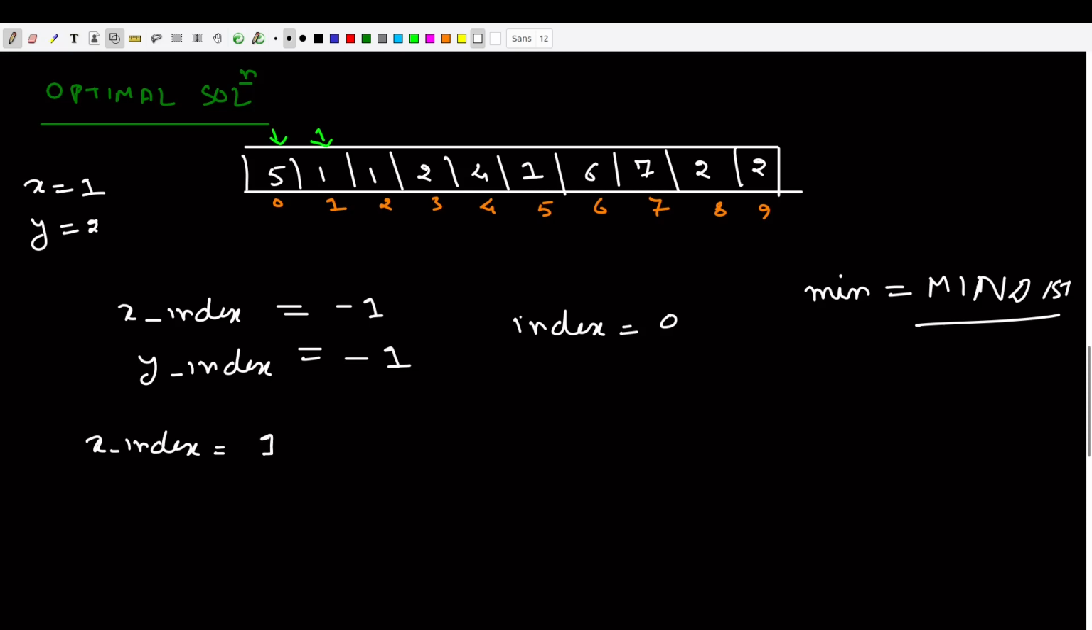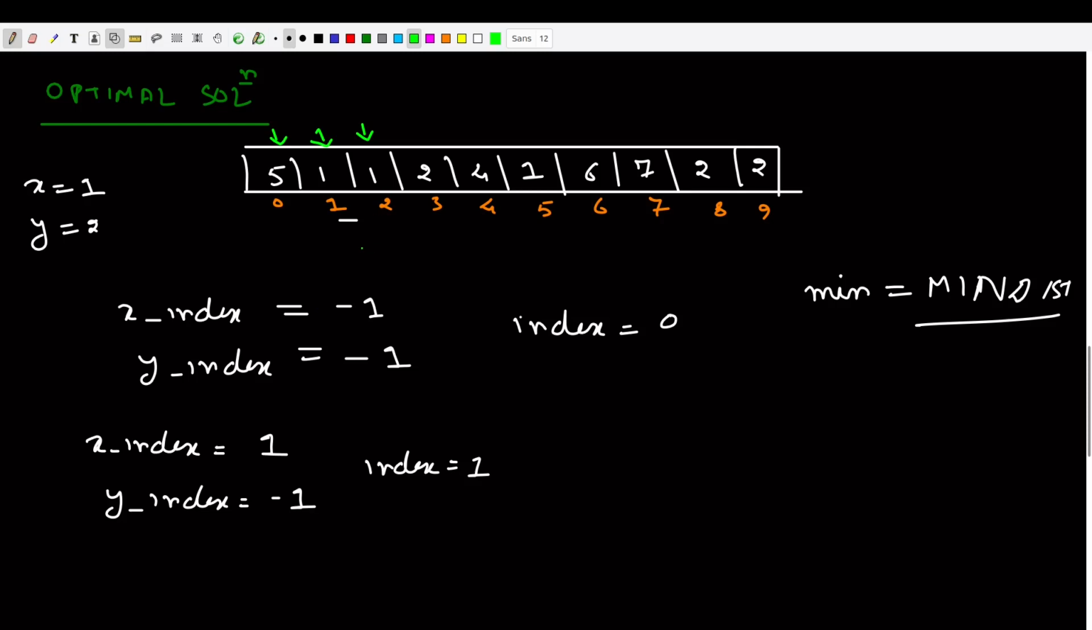So the x index is 1. Remember this one, we have obtained it at this position, so that is 1. And the y index is -1 because we have not encountered y so far, and the value of index is 1. Okay, now what? Now again we move forward, and now we are at this position, right?